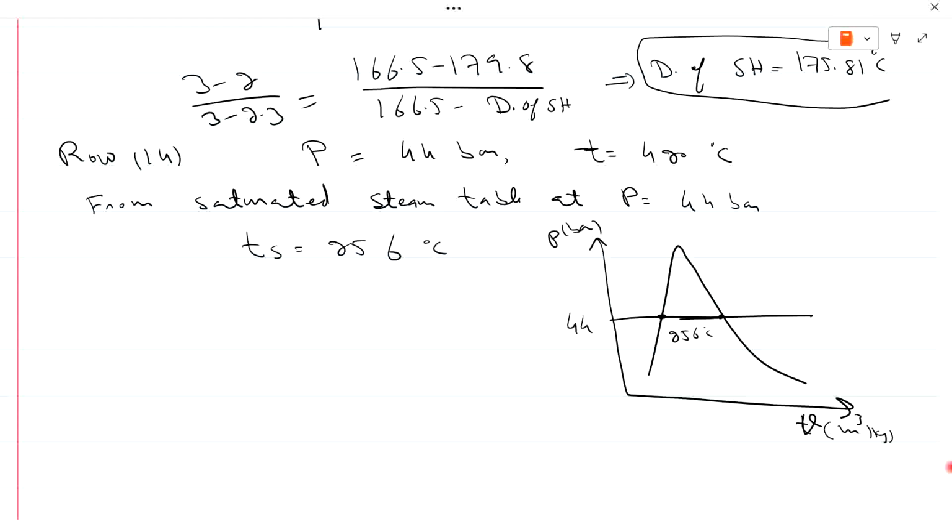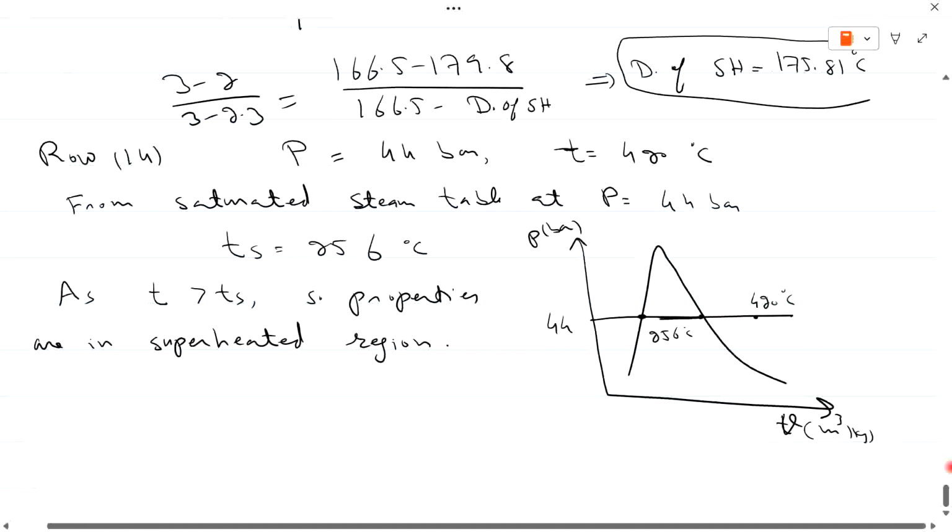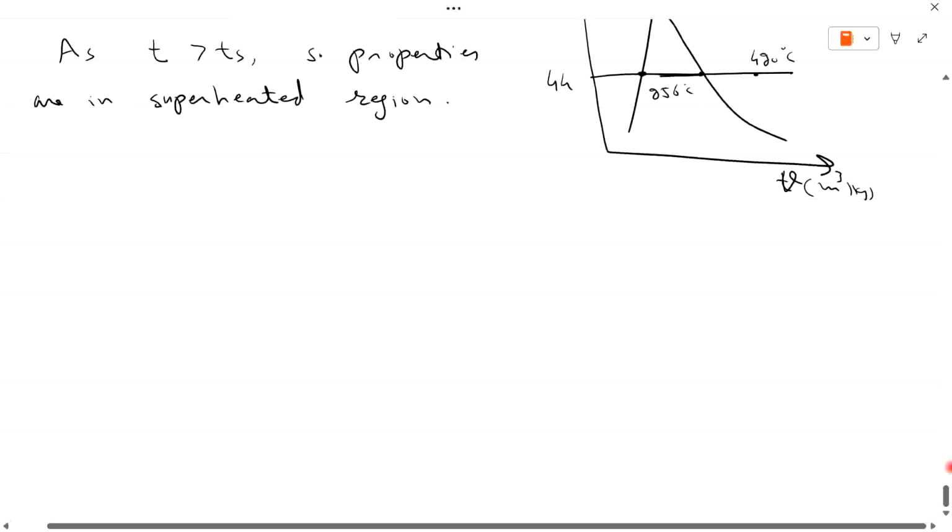But the temperature given to us is 420, which crosses this line. So 420 degrees centigrade is a superheated temperature. As T is greater than Ts, the properties are in the superheated region.